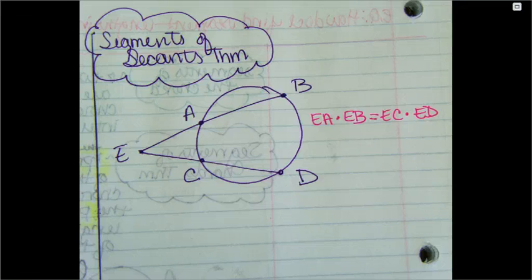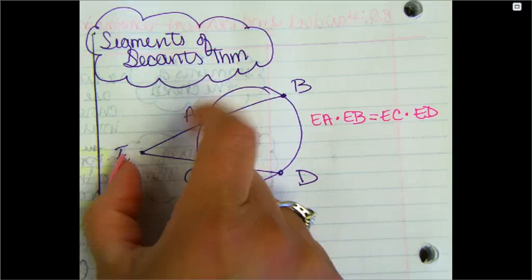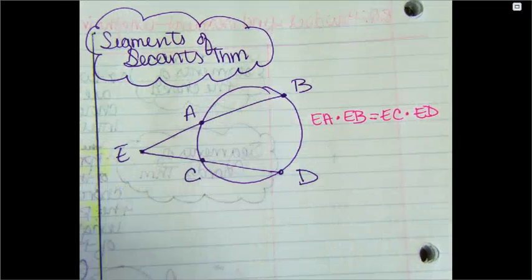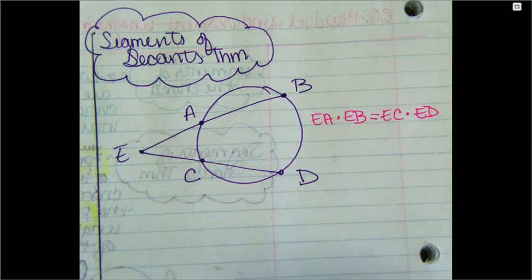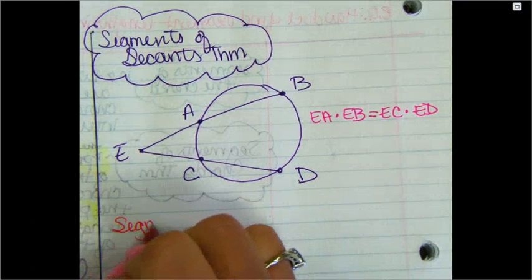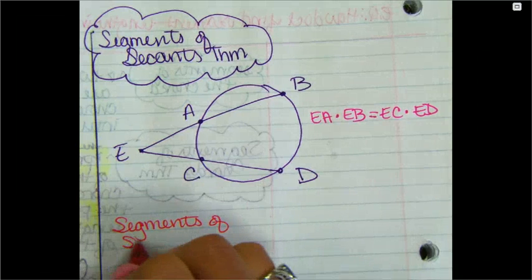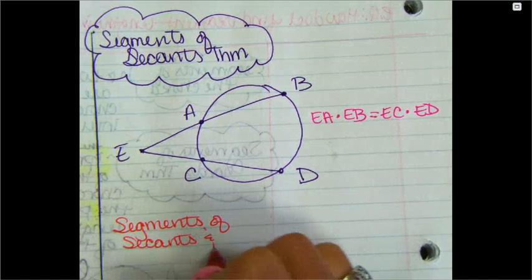Remember, I said the piece times the whole thing. The piece on the outside times the whole thing. Notice that's the only thing that moved. Okay? Make sense? Okay. What happens when I give you segments of secants and tangents?